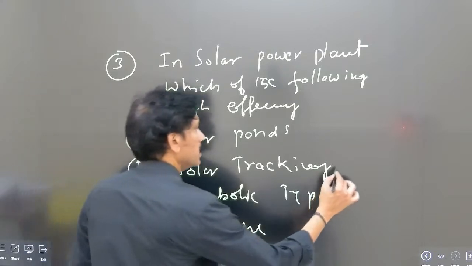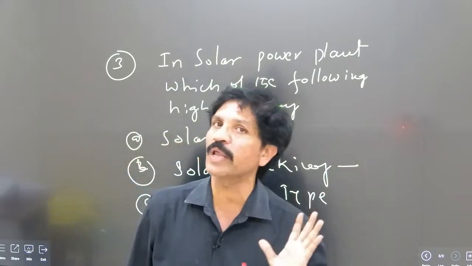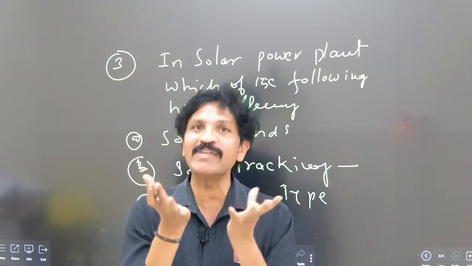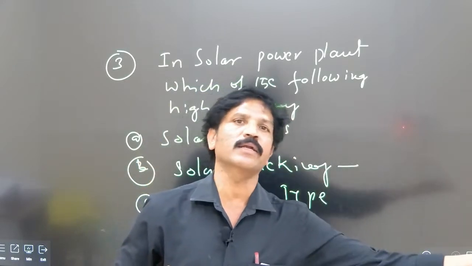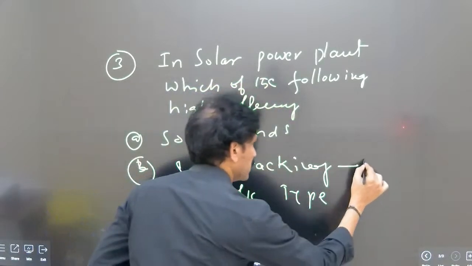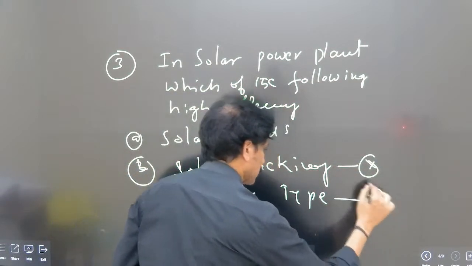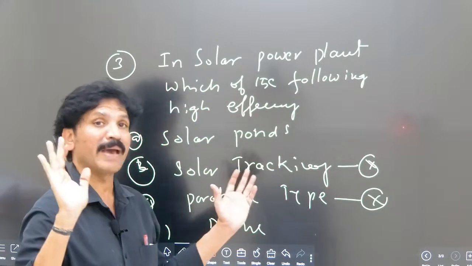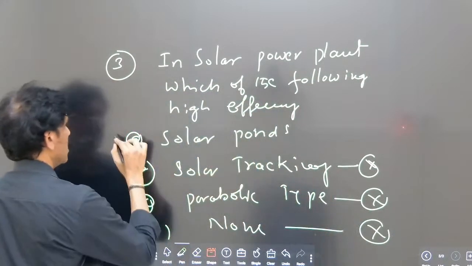So the efficiency of solar energy depends upon how much receiving capacity there is, how much we take from the sun, and how it is connected to generate the electricity. Parabolic is okay, but this is not the right answer. It is not up to the mark. It produces, but not the maximum. None, forget about this one. And the only answer is solar ponds.